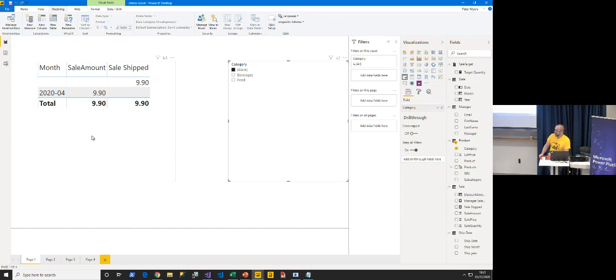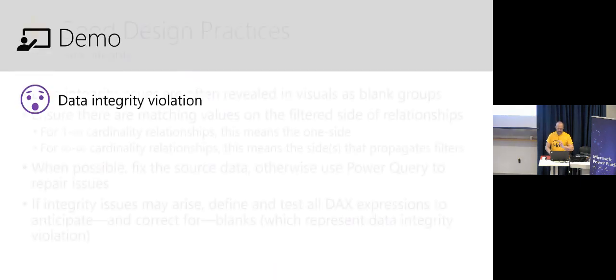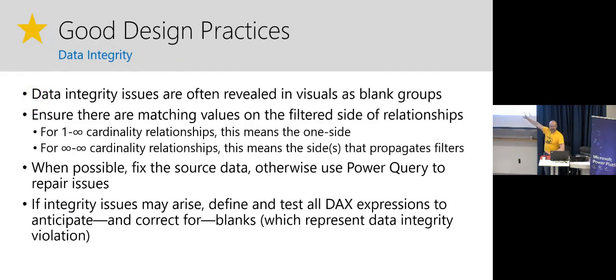Now here is the issue. If it's a strong relationship, table expansion will give you the blank. If it's a weak relationship, it is eliminated. So be very careful with data integrity issues and weak relationships. That means many-to-many, and that means relationships in a composite model between import and direct query sources. That's why we talked about strong versus weak. Strong will give you the blank, tell you that there's a problem, you really should fix it. Okay, there's the discussion on data integrity.